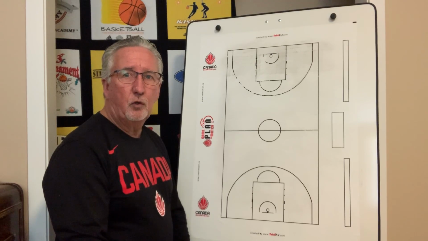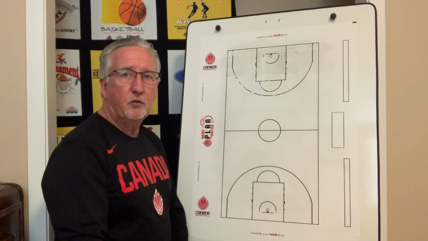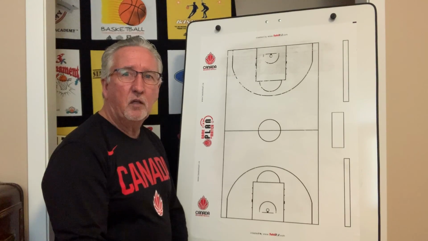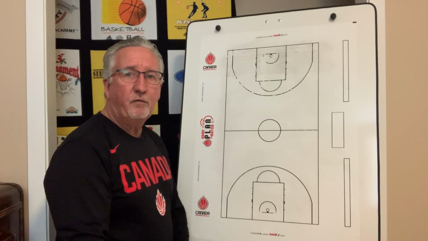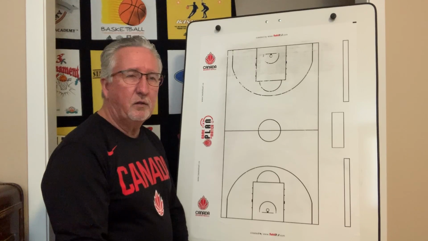So when you come down the floor, you can pass and cut if you want to. You can pass and pick if you want to. You can dribble out if you want to. You can dribble handoff if you want to. All right. So you give players a choice on the offense for decision making. What about decision making on defense?